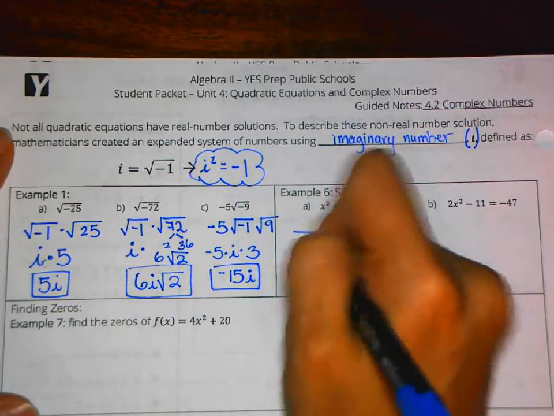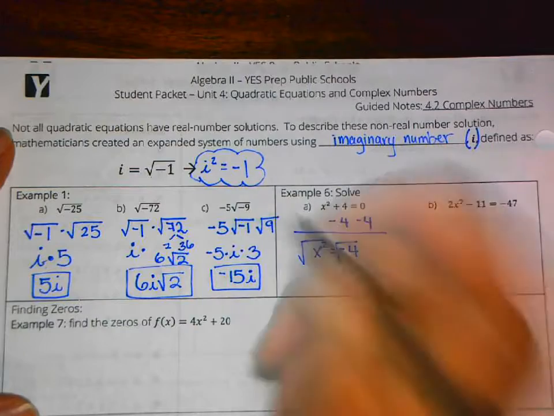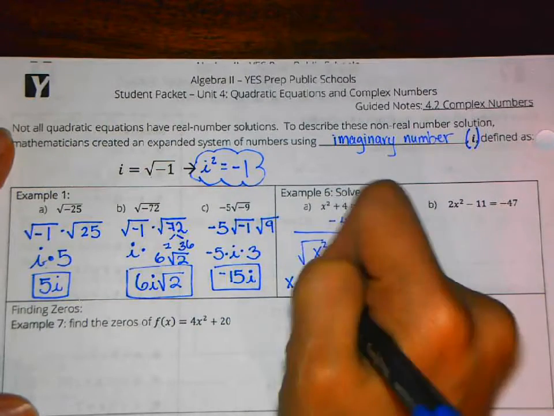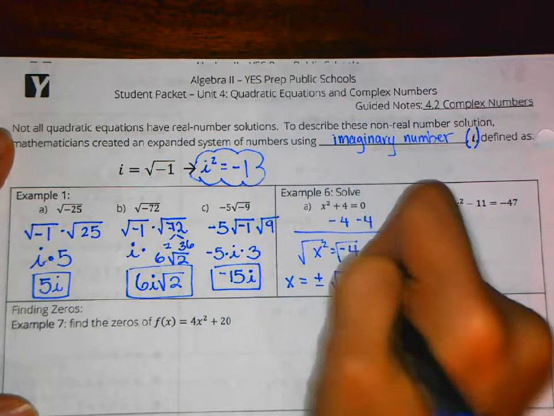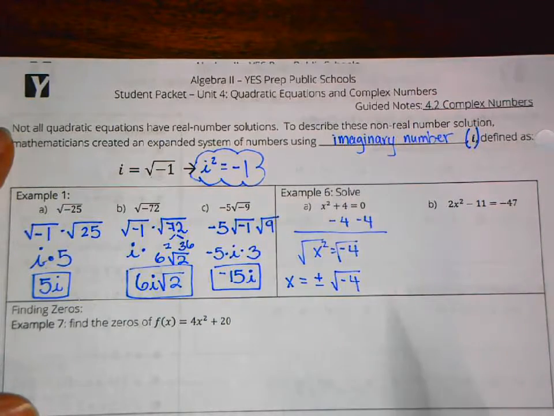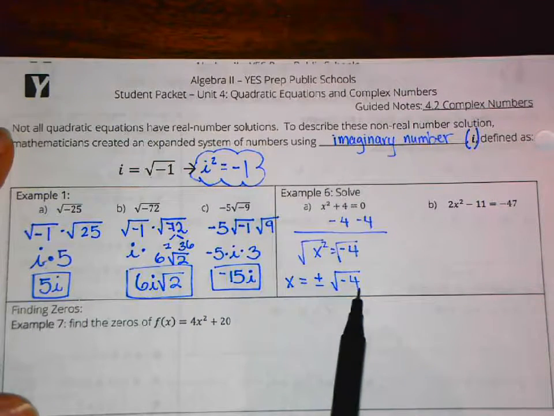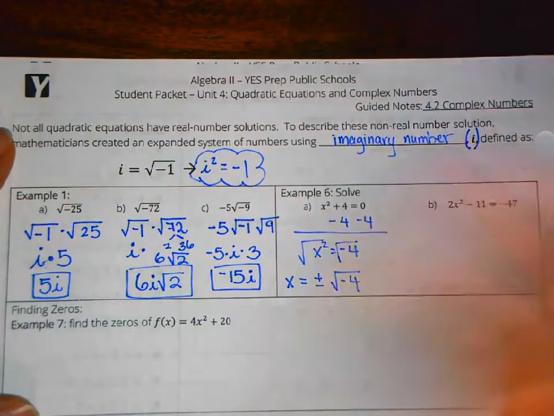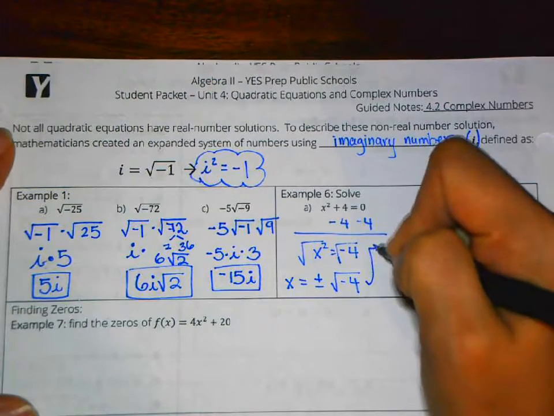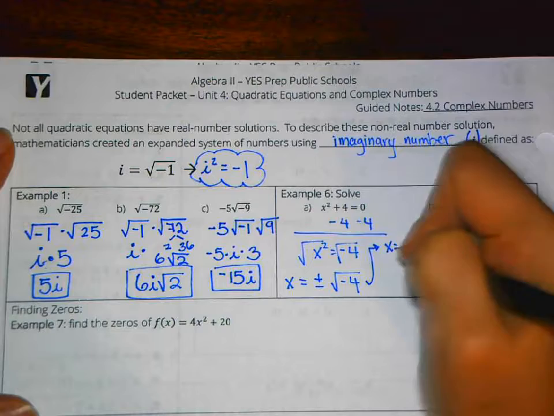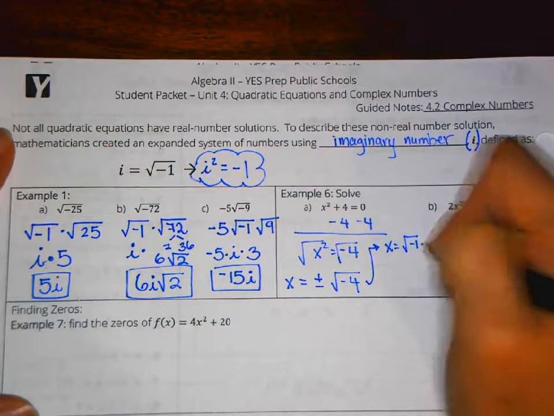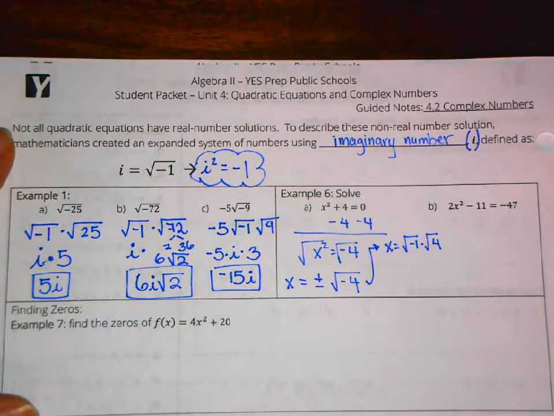I'm going to take a square root on both sides. So that's going to give me x equals plus or minus square root of negative 4. Remember that when you have a square root of a negative number, just like what we did earlier, I split it up. So I'm going to get x equals square root of negative 1 times square root of 4.